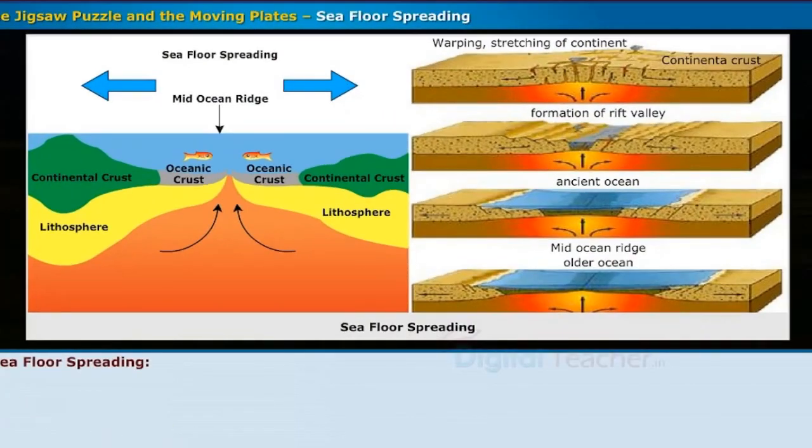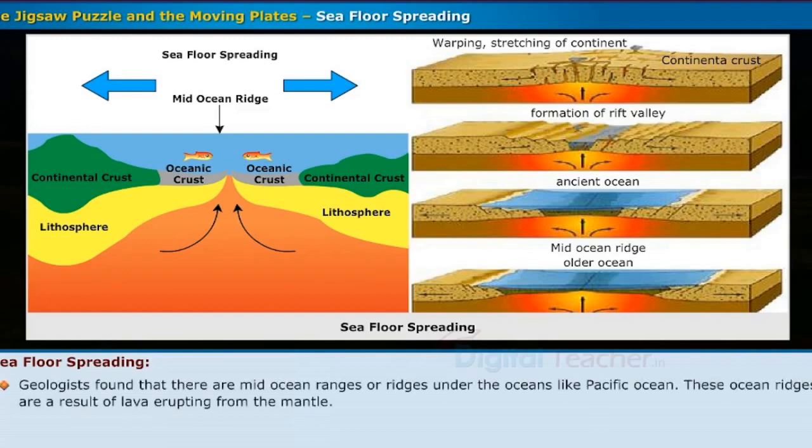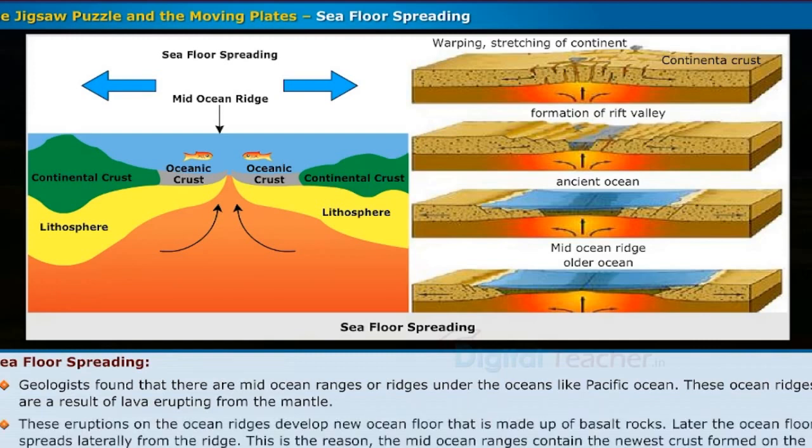Now, let us know the reasons for movement of plates in detail by looking at the theory called seafloor spreading. Geologists found that there are mid-ocean ranges or ridges under the oceans like the Pacific Ocean. These ocean ridges are a result of lava erupting from the mantle. These eruptions on the ocean ridges develop new ocean floor that is made up of basalt rocks. Later, the ocean floor spreads laterally from the ridge.